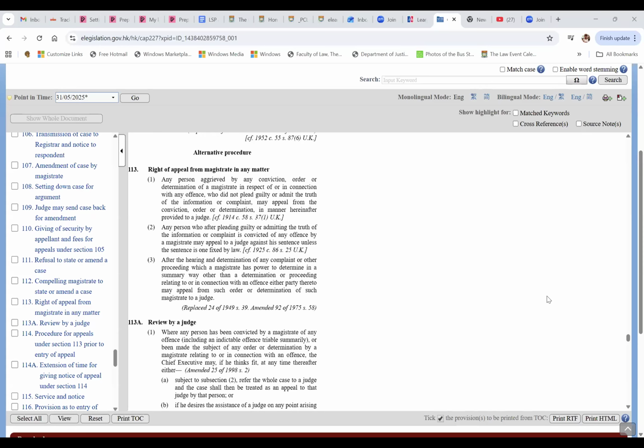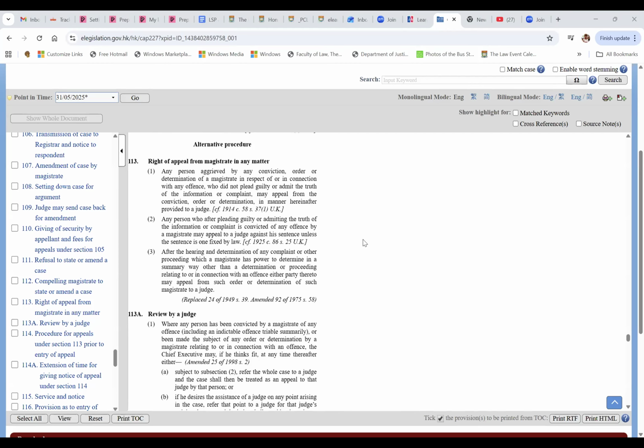Okay, so hopefully you can see now, this is section 113. You can see subsection 1, this is the right of any person aggrieved by any conviction, order, or determination of a magistrate who did not plead guilty or admit the truth of the information or complaint. They can appeal against the conviction, order, or determination. So only the defense can rely on subsection 1 because only the defendant would have been someone who did not plead guilty or admit the truth of the information.